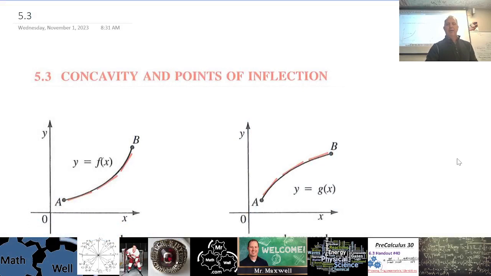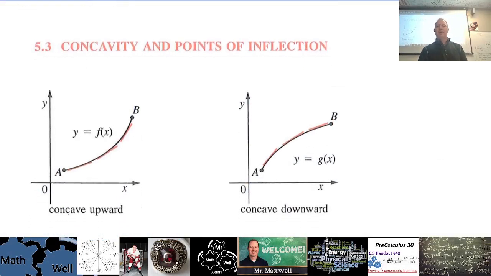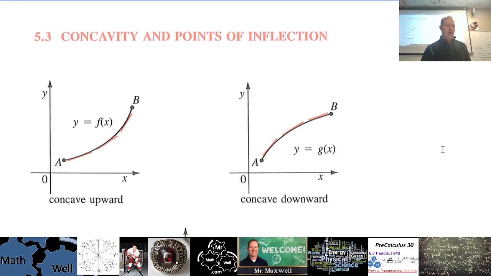All right, 5.3 is concavity and points of inflection. So what you want to remember here is that we're doing curve sketching this chapter. We are examining characteristics of equations to find points and intervals of increase, decrease, maximums, minimums, asymptotes, intercepts, all that sort of stuff. We're piecing all this together to be able to accurately sketch a curve just given an equation.